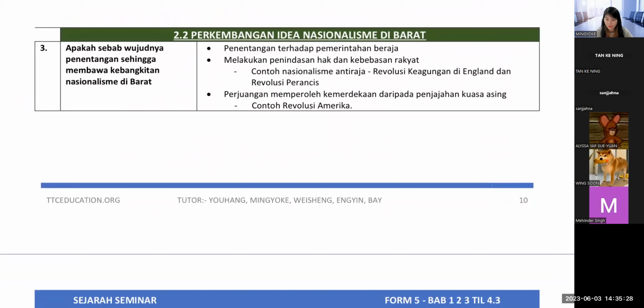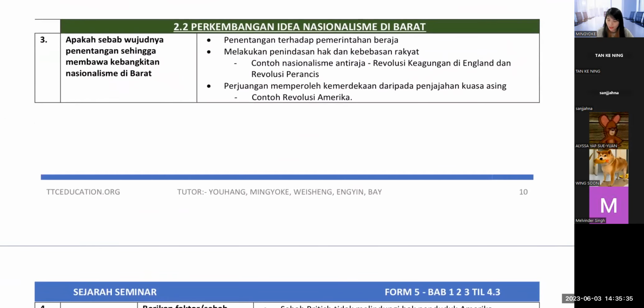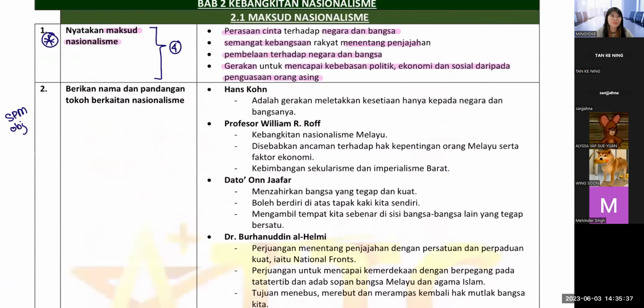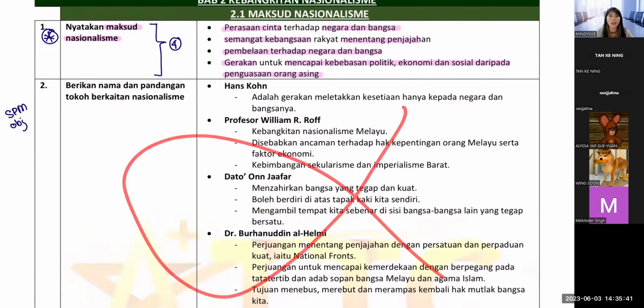Okay, now. Then we move into 2.2. You see, just maksud nasionalisme. This is the most important one. Okay. So when we go into our perkembangan, if you don't have time, then just ignore it. But if you have time, you are able to, then you go through this.